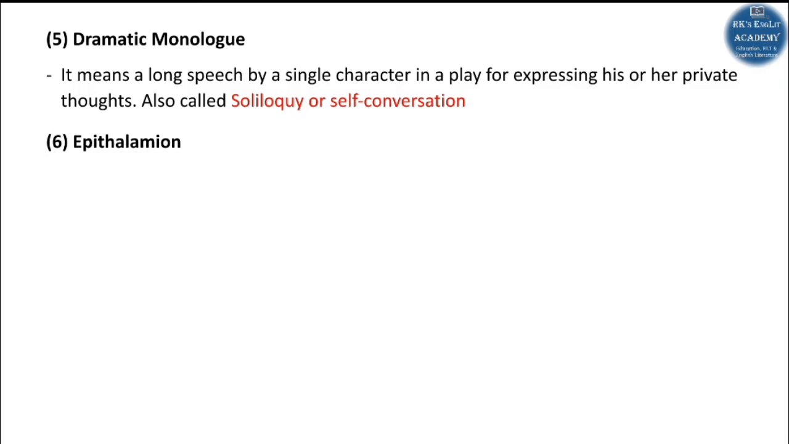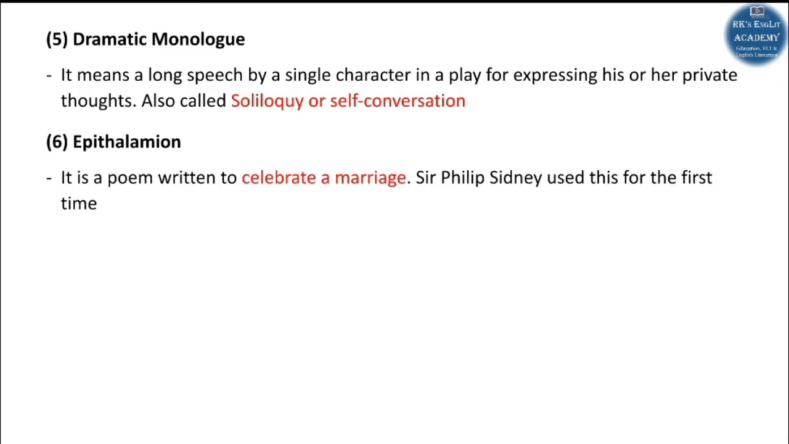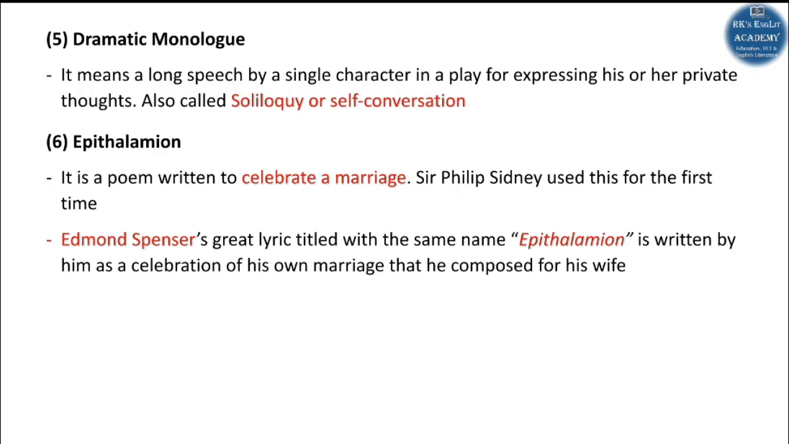The next one is epithalamion. It is a poem written to celebrate a marriage. Sir Philip Sidney used this term for the first time. Edmund Spenser's great lyric titled with the same name, Epithalamion, was written by him as a celebration of his own marriage that he composed for his wife.